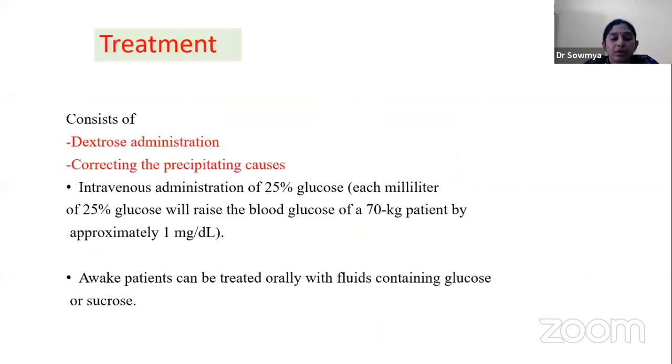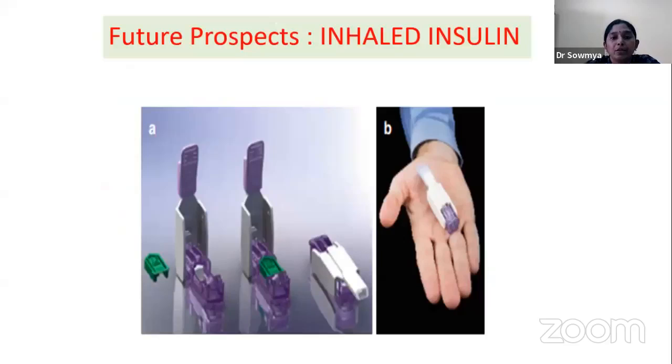So each ml of 25% glucose will raise the blood glucose by approximately 1 milligram per deciliter. So what are the future prospects? Now you are seeing inhaled insulin, so there is less chance of pricking. Directly they can inhale the insulin.